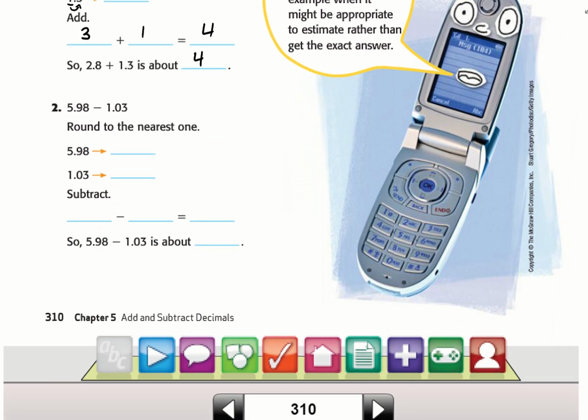Now subtraction 1, this is round to the nearest 1. So 5, look at the number to the right, is 9. 9 is 5 and above, so my 5 is going to raise to 6, and everything behind it becomes 0. And 1, I look at 0. 0 is 4 and below, so my 1 stays the same, and everything behind it is 0. So now I get 6 minus 1 is 5. So that answer is going to be about 5.